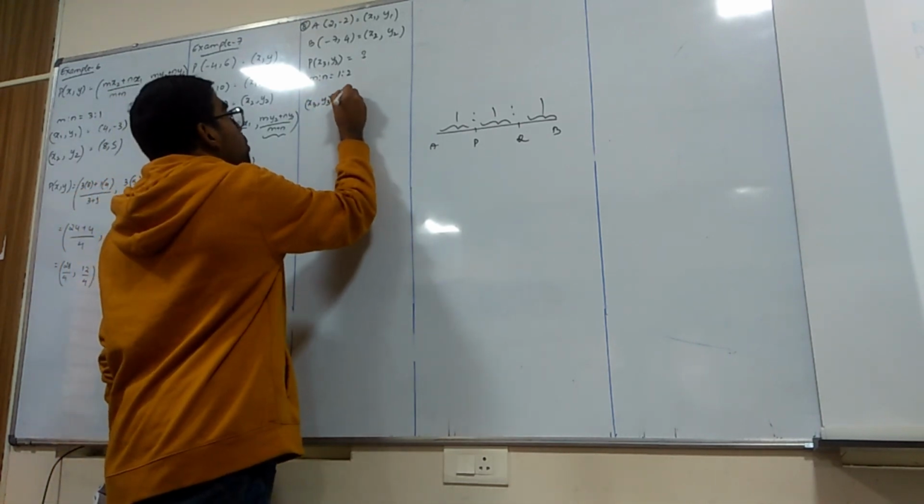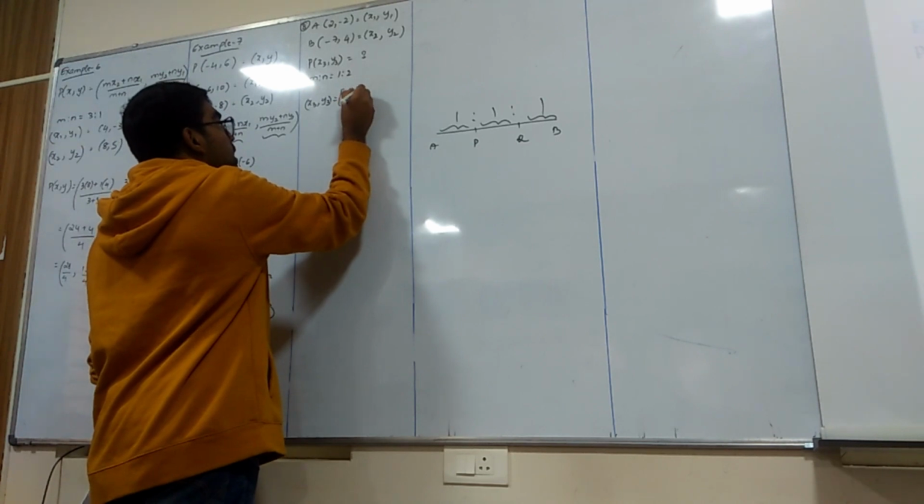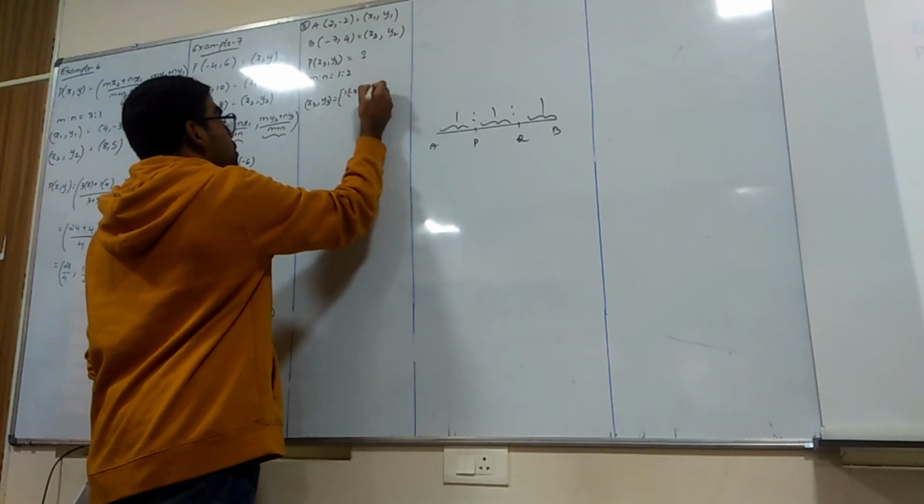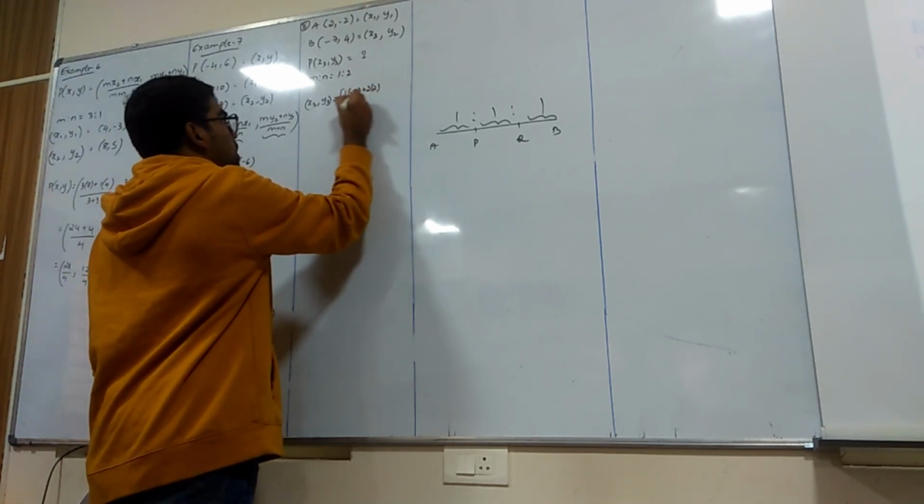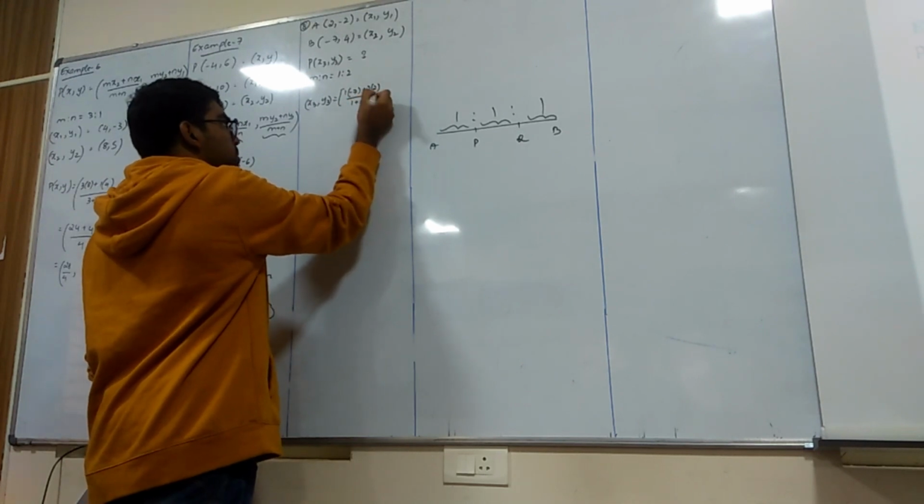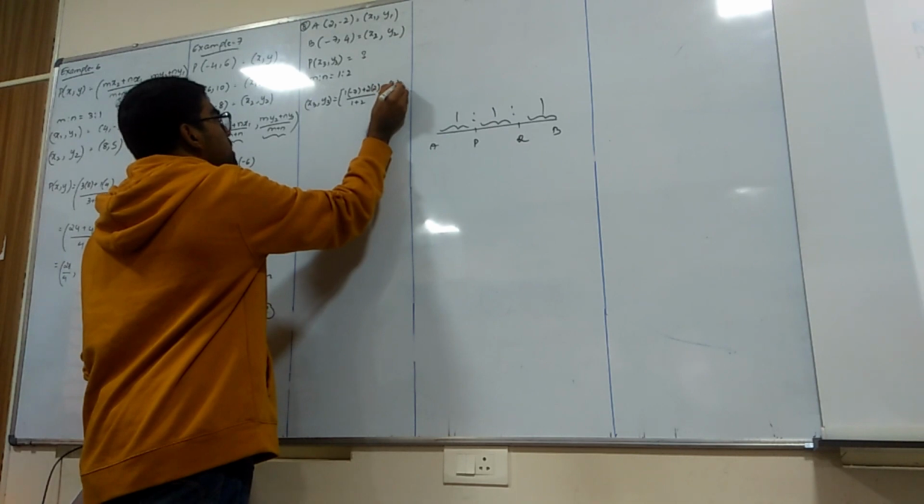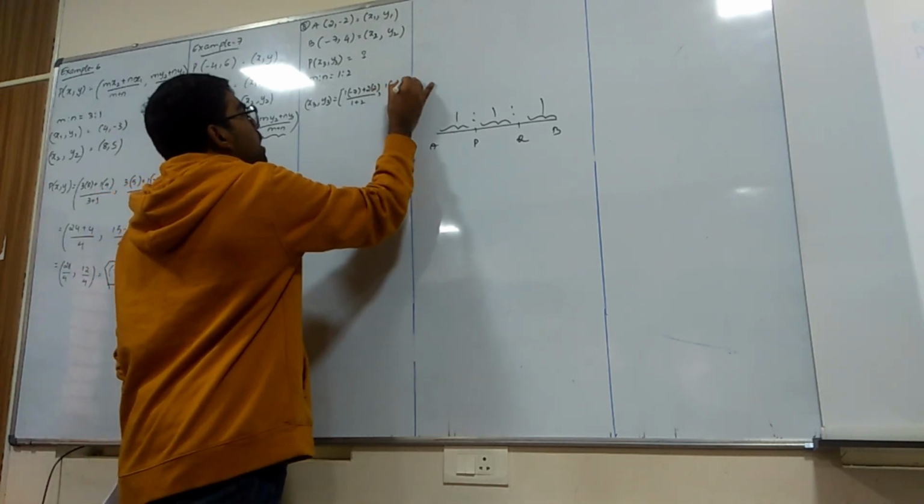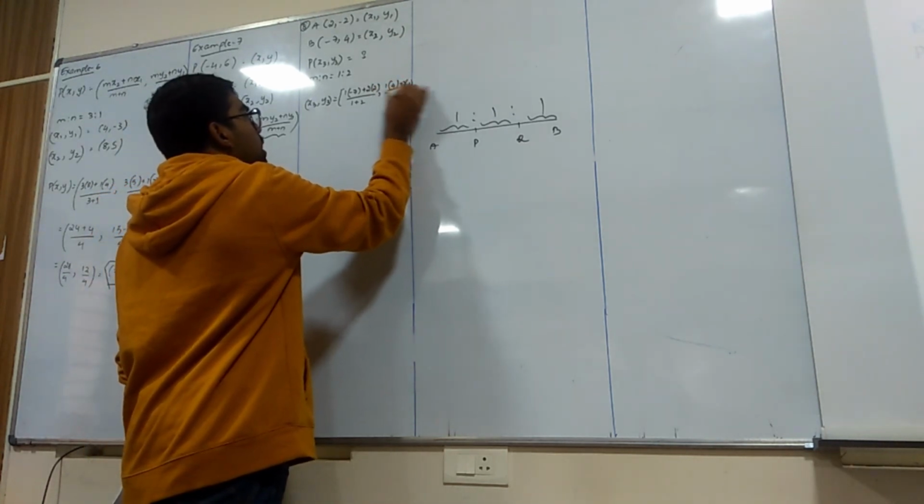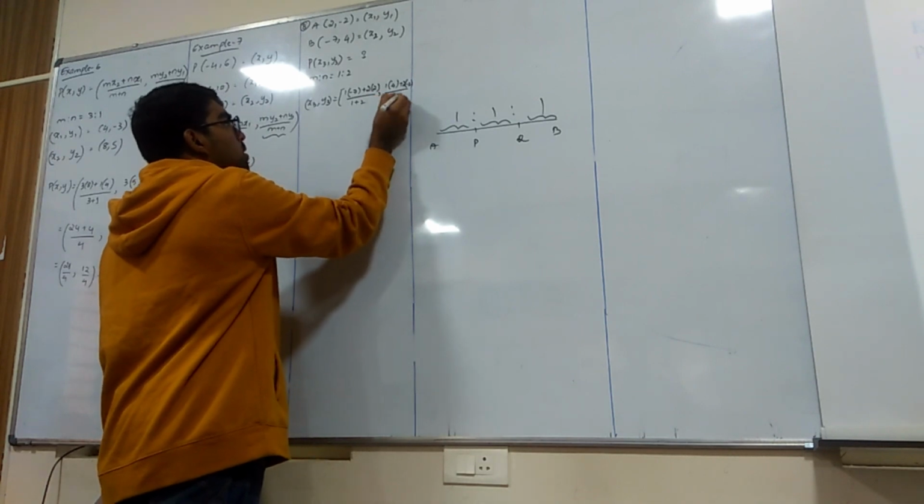1 into x2, minus 7, plus n into x1, divided by m plus n, and m into y2 plus n into y1, divided by m plus n. Clear?